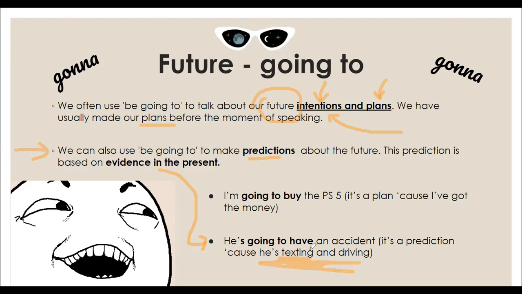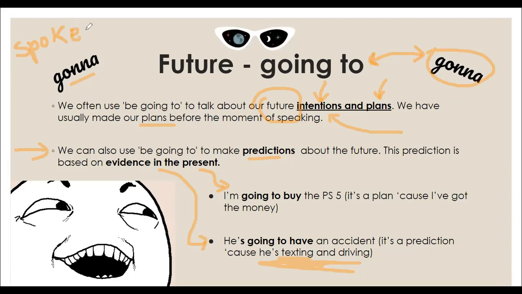So we can use it for prediction, and also we can use it for plans or intentions. I'm going to buy a PlayStation 5. It's a plan because I've got the money. Okay, I'm going to buy a PlayStation 5. That is my intention. And in this case, it's something that I want to do. Remember that "going to" is the formal version of "gonna". They are the same, but obviously, depending where you are writing is when you're gonna use it. Usually, "gonna" is in spoken English, okay, in conversations.